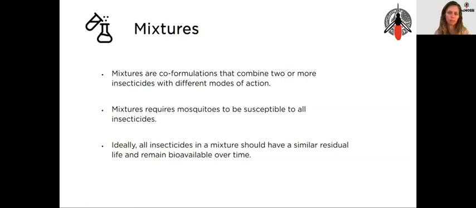neonicotinoid insecticide. Ideally, all insecticides in the mixture should have a similar residual life and remain bioavailable for the same amount of time. In practice, this is quite difficult to achieve, particularly for vector control where there's a limited range of insecticides that are available.